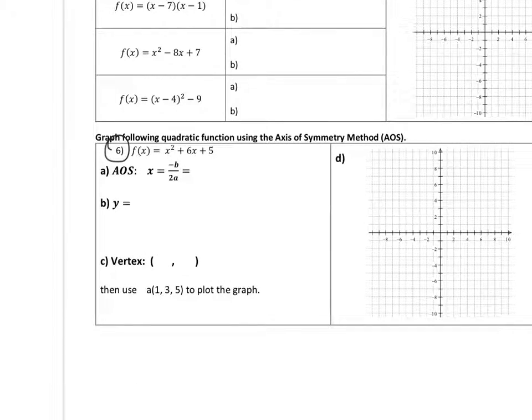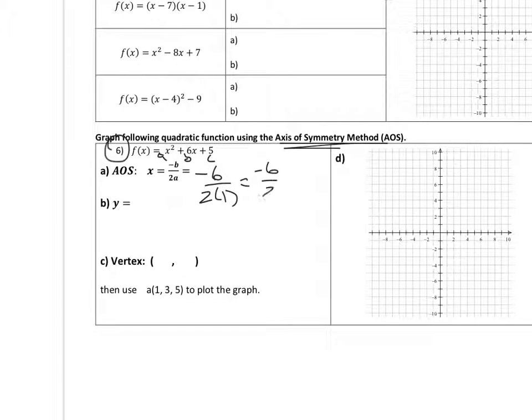Graph the following quadratic using the axis of symmetry method. Well, now we can actually see exactly what it looks like. The axis of symmetry is always the formula opposite of b over 2a. So if you want to label your a, your b, and your c, that can help you out. So it's x equals the opposite of 6 all over 2 times 1.